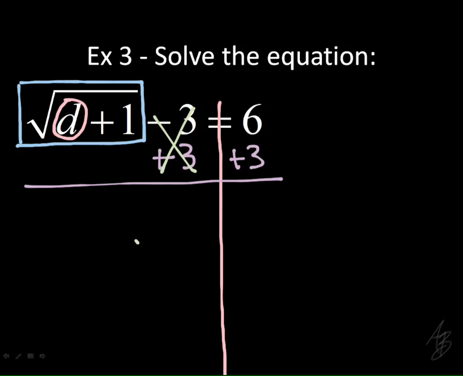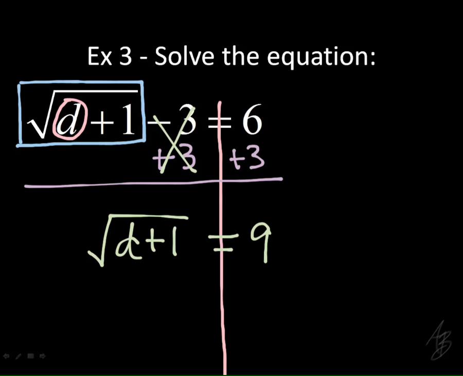Is it just d plus 1? It's the square root of d plus 1. That square root's still there, right? And, Kayshawn, what do we have on the right side? 9. Okay, good. Okay, now, we have the square root by itself. So what do we do next?